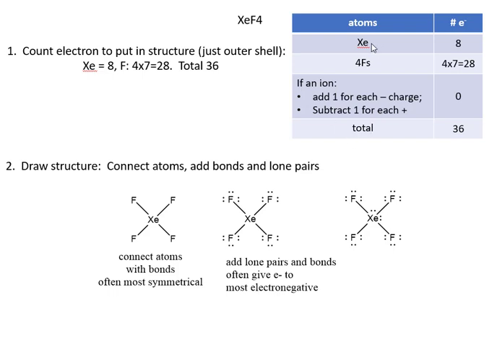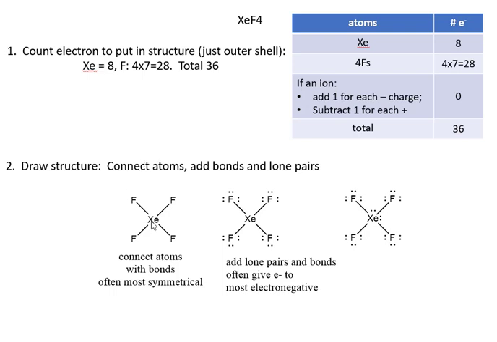So let's look at xenon. It's in group 8A of the periodic table, so it has 8 outer shell electrons. There are 4 fluorines, each one has 7, so that's 28. Now, if this were an ion, and this happens to be a neutral molecule: if it were a negative ion, that means it has an extra electron, so for every negative charge we would add another electron. Conversely, if this was a positive ion, we would subtract 1 electron for each positive charge from this total. Now, this is a neutral molecule, so all we have to do is add these up and get 36. Now that we have 36 electrons, let's draw the Lewis structure.